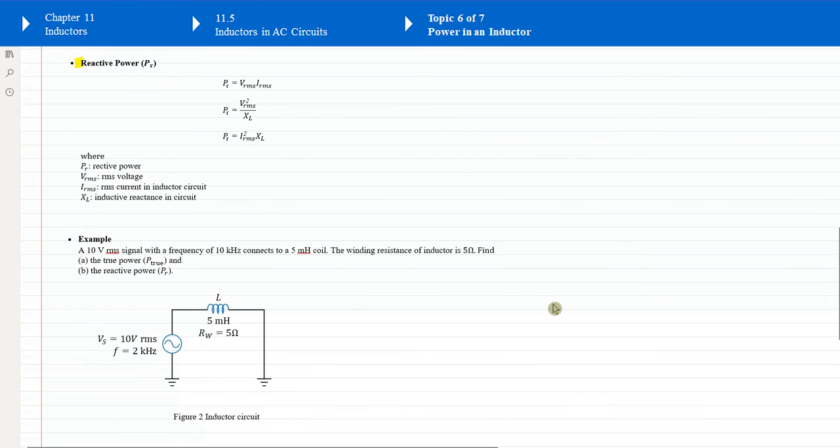The next one is the reactive power, PR. Reactive power is the power dissipated on this inductor due to its inductive reactance. The symbol for reactive power is PR. It is the product of the root mean square voltage and the root mean square current. The reactive power also equals the root mean square voltage squared divided by the inductive reactance. That also equals the root mean square current squared times the inductive reactance. Remember, the unit for the reactive power is var.